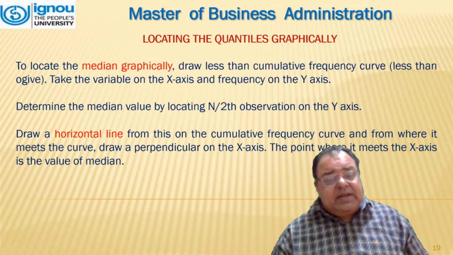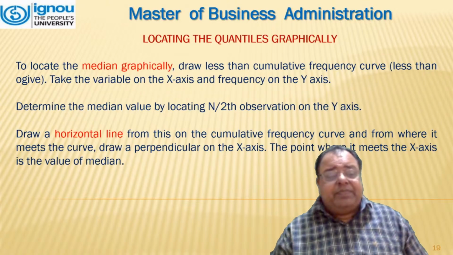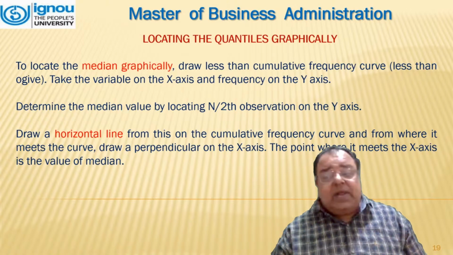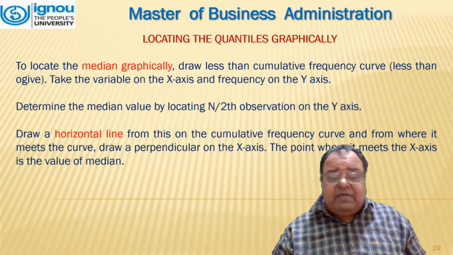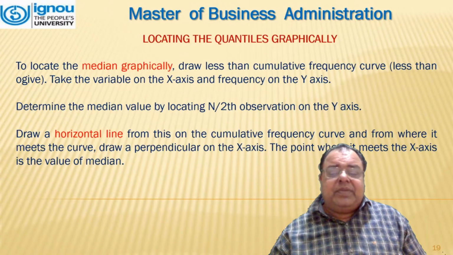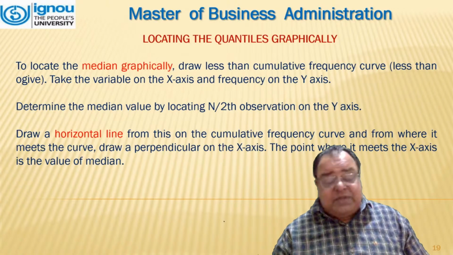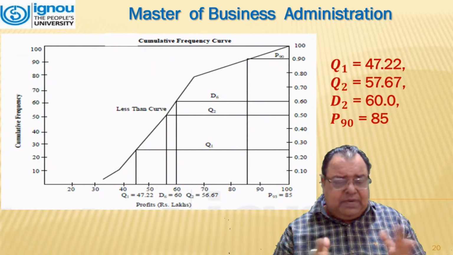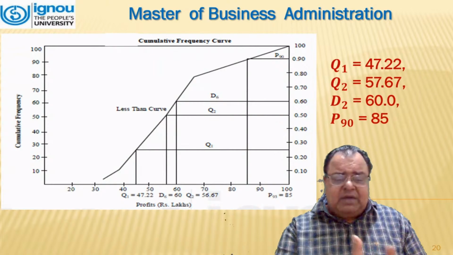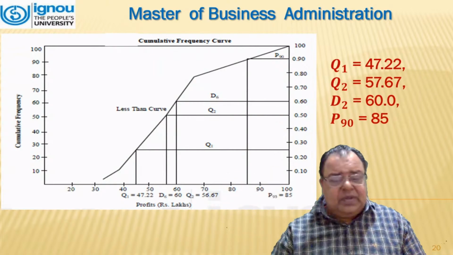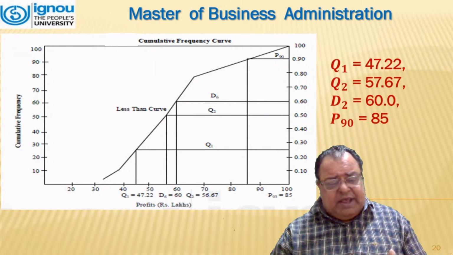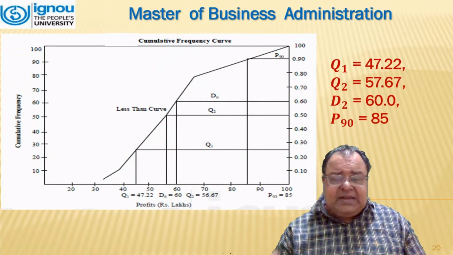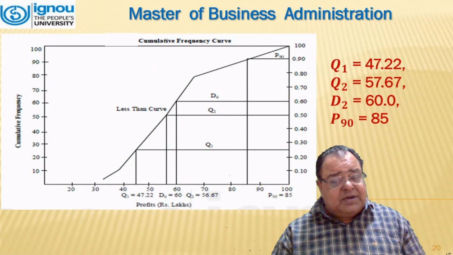We find the median by locating the n by 2th observation on the y-axis. Now we draw a horizontal line from that point to the cumulative frequency curve, and from where it meets the curve, draw a perpendicular line on the x-axis. The point where it meets the x-axis is the value of the median. Now we will see this graph that has been plotted. Here we can see that it starts from the bottom and moves upward. Different parts have been marked. Cumulative frequency of 100 has been done, and on the right side, we have divided it into 100 equal parts.